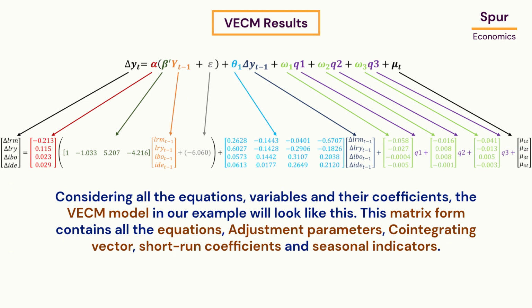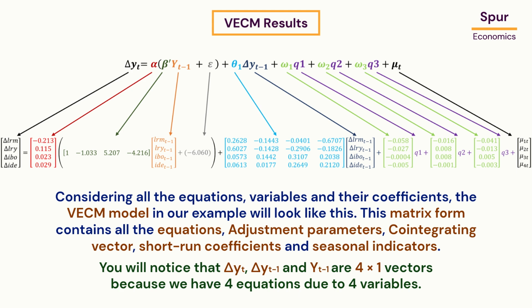Considering all the equations, variables, and their coefficients, the VECM model in our example will look like this. This matrix form contains all the equations, adjustment parameters, cointegrating vector, short-run coefficients, and seasonal indicators. You will notice that delta yt, delta yt-1, and yt-1 are 4×1 vectors because we have 4 equations due to 4 variables.